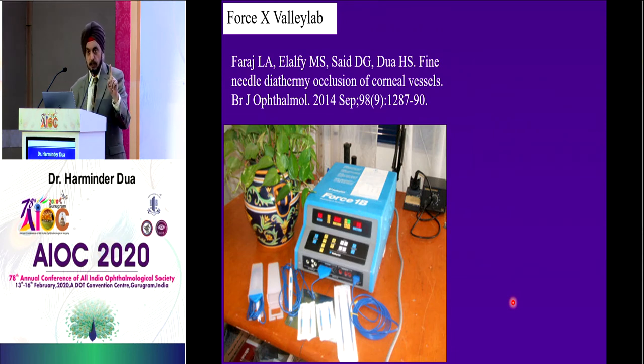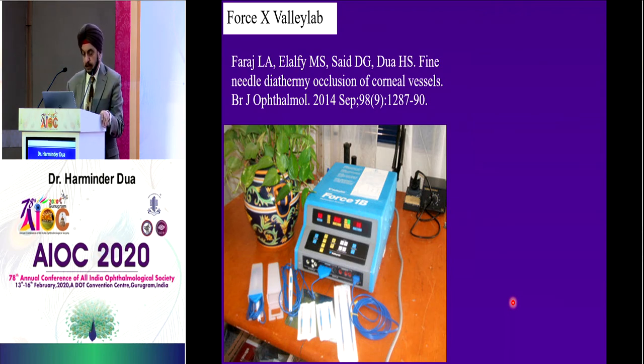This is monopolar, like your electrolysis. So one electrode is wrapped around the patient's leg or the abdomen or somewhere. The other electrode is in your hand, and the current is flowing between the two electrodes. As soon as it enters the tissue, it generates heat, and that's where the coagulation occurs.